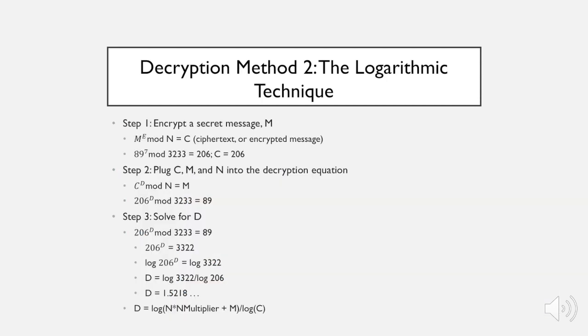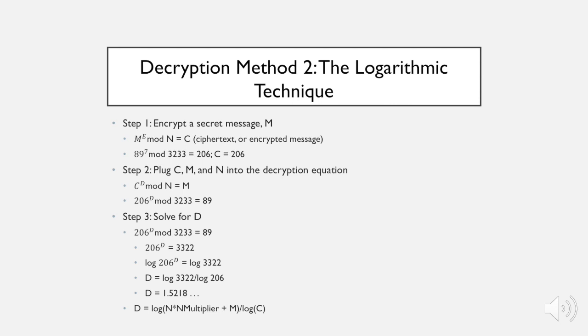The second option that the message interceptor has if he wants to calculate the value of the decryption key using only the publicly available values of n and e is to use the properties of logarithms. Recall that encrypting a message requires plugging a secret message m into the expression m to the e power mod n, and decrypting that message requires plugging in the result of m to the e power mod n, which is c, into the expression c to the d power mod n to attain the original message m.